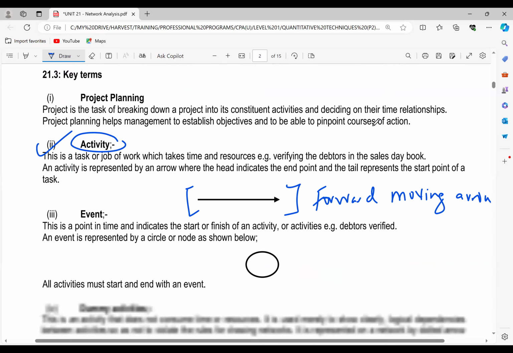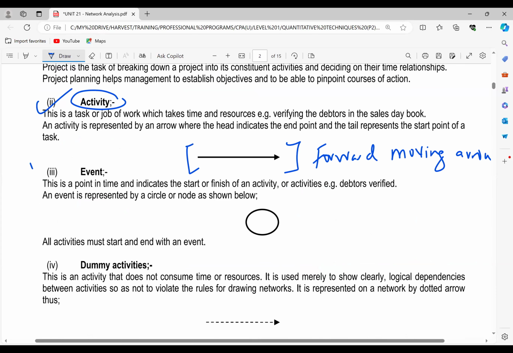Then we have the event. The event is a point in time, and this indicates the start or finish of an activity or activities. The event is represented by a circle in the network. So we shall be having those circles in our network. At the beginning of every activity and the network or project itself, we shall have that circle.